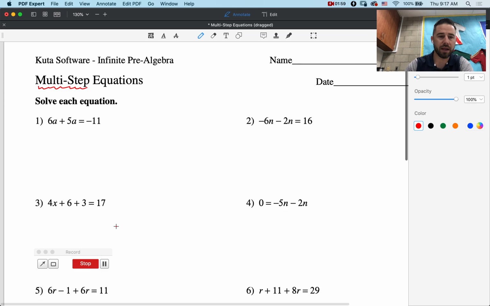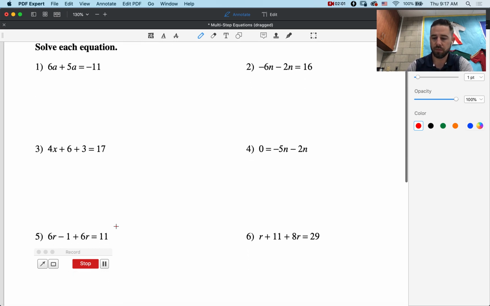Now let's take a peek at number 1. What you're going to see here is we have our equal sign. That's like our imaginary wall. And remember that I said that we want our variables on one side and we want all our junk, or everything else, on the other side, primarily our numbers.